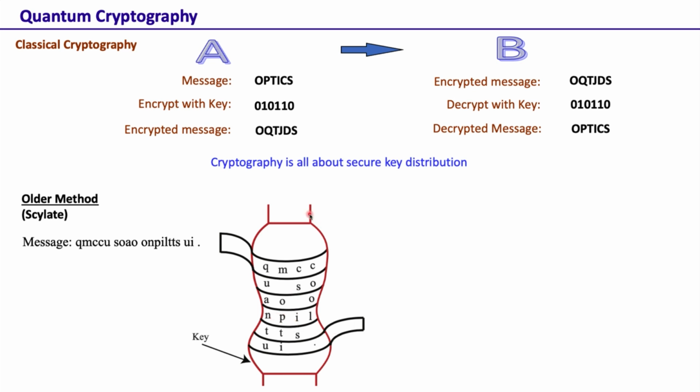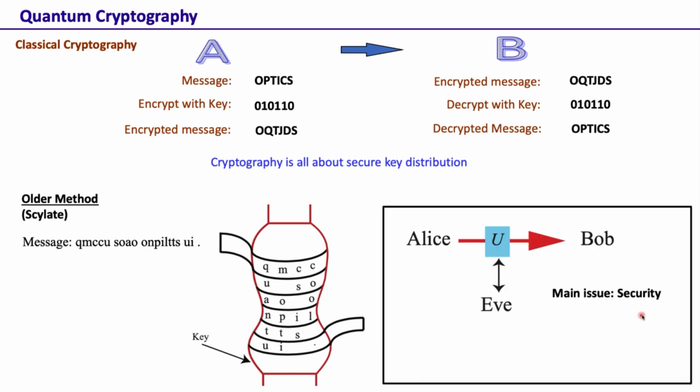Then again B wraps it around the same skytale and retrieves the message. So once they have the key shared between them, there is no issue doing secure communication. So that was one of the old methods. There are several such methods, but I just wanted to point out one of these methods.